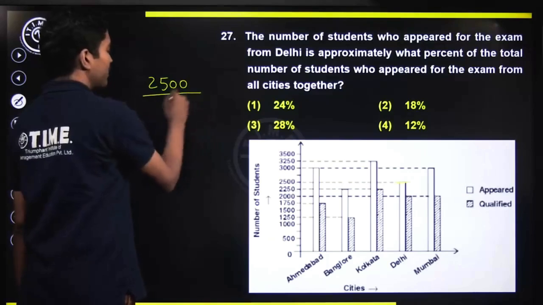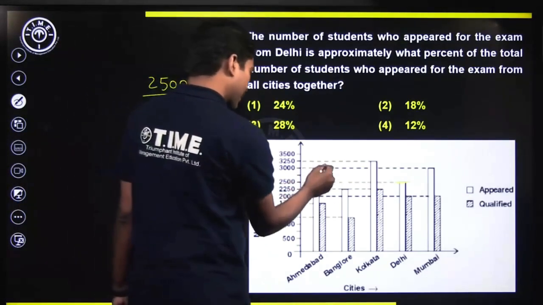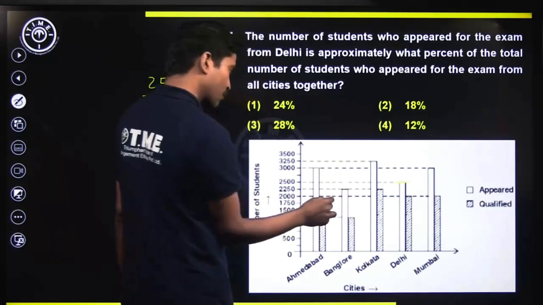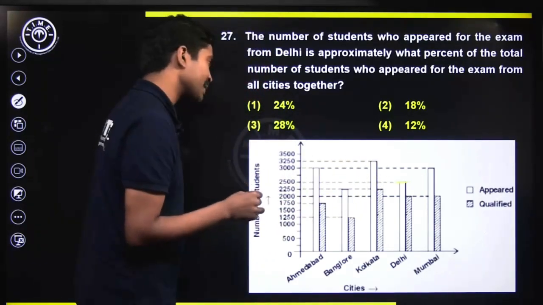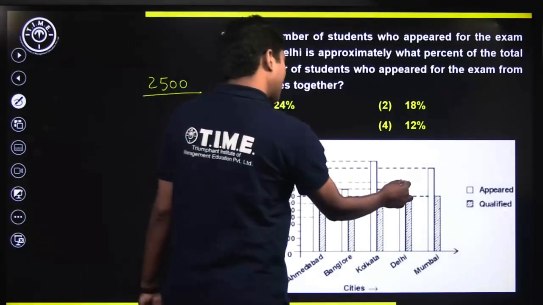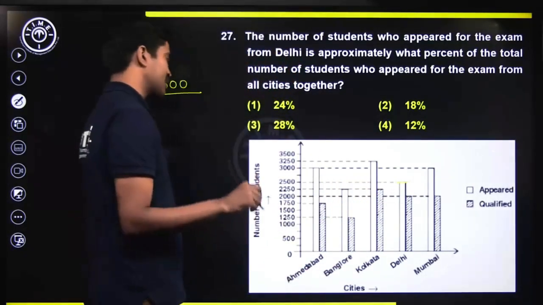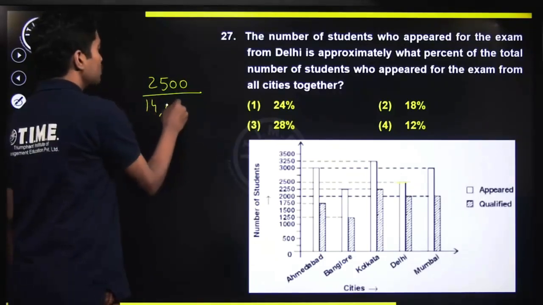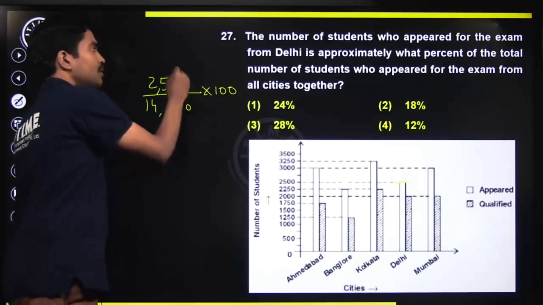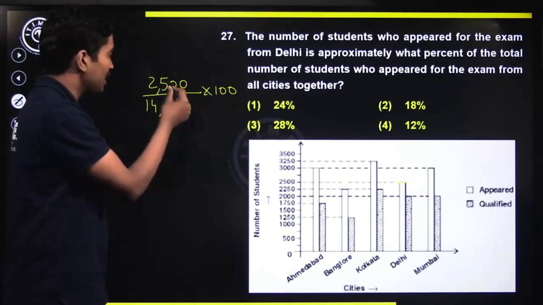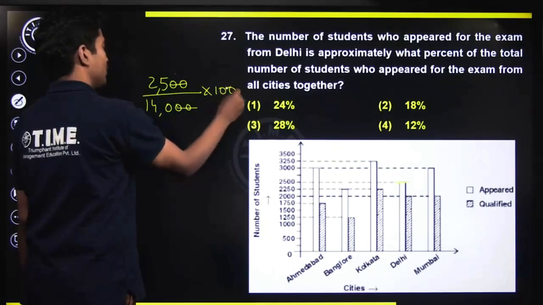2500 people appeared from Delhi, and from all the cities, what is the total? This is Ahmedabad 3000, 3000 plus 2250, 5250, 5250 plus 3250, that would be 8500. 8500 plus 2500 from Delhi, that's 11,000, and from Mumbai it's 3000. 11 plus 3, 14,000. 2500 by 14,000 into 100, this is the percentage. Those who appeared from Delhi divided by those who appeared from all the cities, right? So this cancels out.